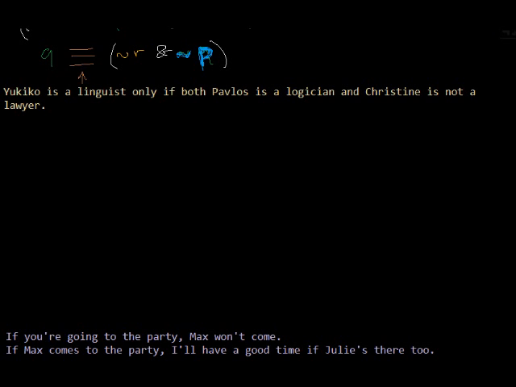So right away we'll have P and Q and R. And let's just translate this really quick. So we already established that only if means the horseshoe. So Pavlos is a logician, but Christine is not a lawyer. So we'll have a tilde here. And these two are both the case. So they have an ampersand.